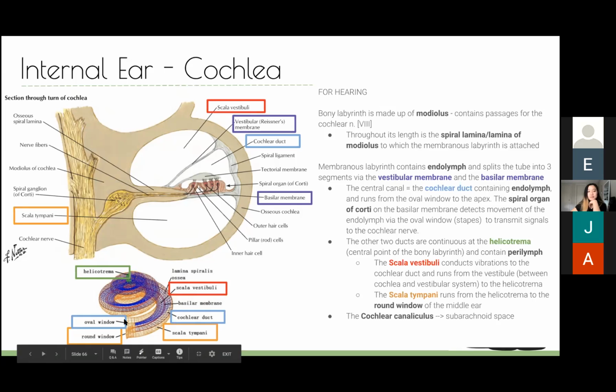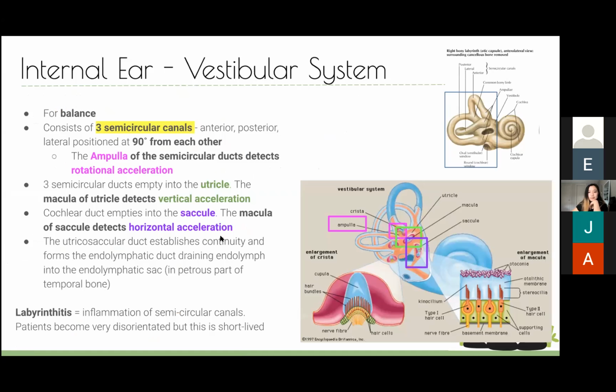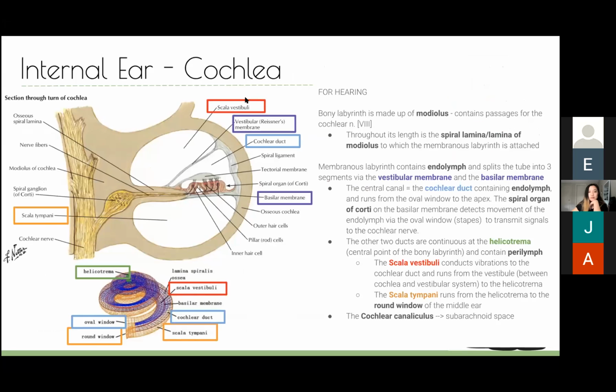And so when your stapes is vibrating on this oval window, it moves the endolymph inside this cochlear duct. And that's detected via the spiral organ of Corti. You can see it's got little wiring things that transmit signals to the cochlear nerve here, and that goes up into your brain. The other 2 ducts are continuous at the helicotrema and contain perilymph. You've got the scala vestibuli and the scala tympani. Not too important. Cool. So that's all for hearing.